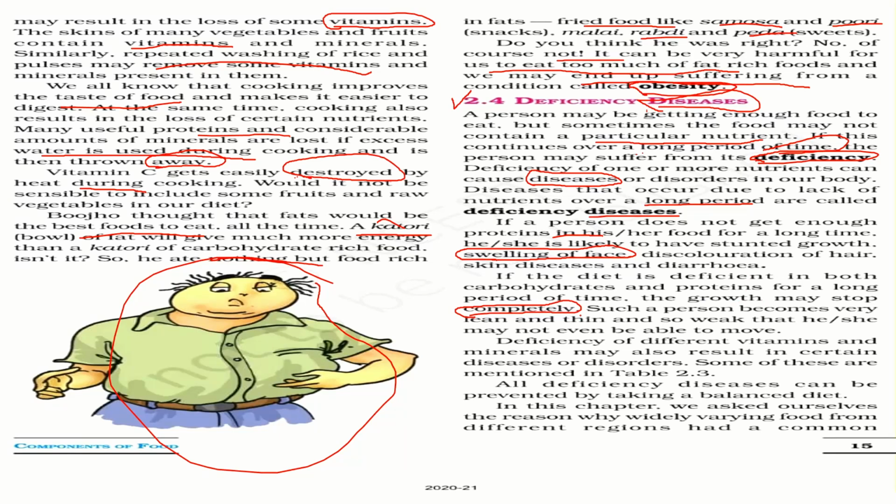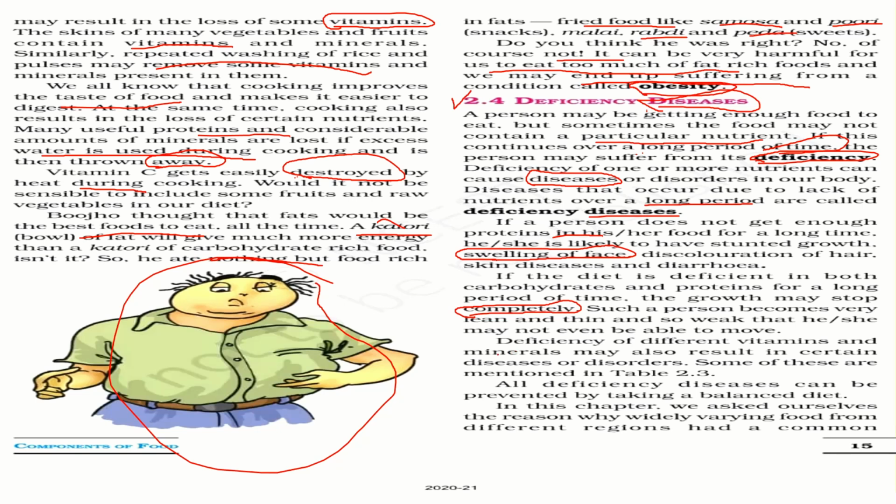Such a person becomes very thin and so weak that he or she may not even be able to move. You will get so thin that you have no strength. You will become very weak, you can't play with your friends, and you can't walk a long distance. You can't go anywhere, you will be very weak in your body. So eat completely, with foods that give full nutrients.